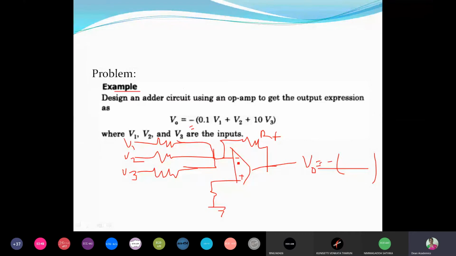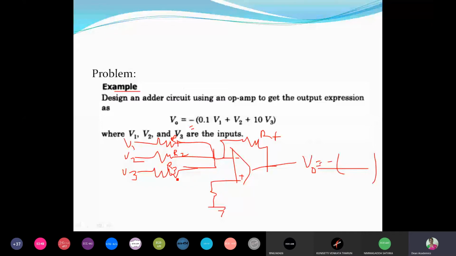Now for such an arrangement you have to get minus of all these values. That means this is the circuit that they are asking: design an adder circuit using an op amp to get the output expression as given here, right? So for that, just an inverting summing amplifier is expected. So all of you draw this inverting summing amplifier. After drawing it, you have to just give them names: R1, R2 and R3.